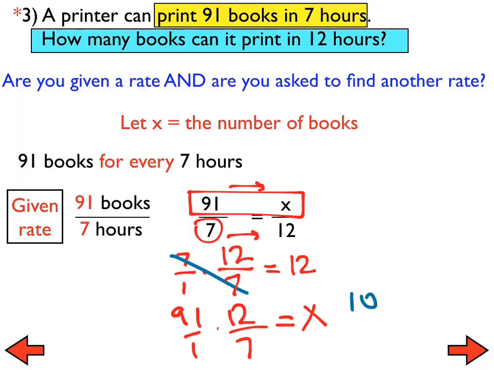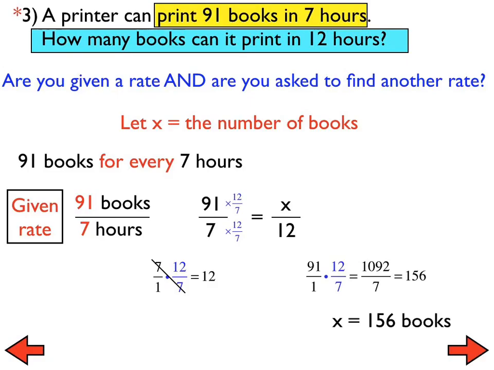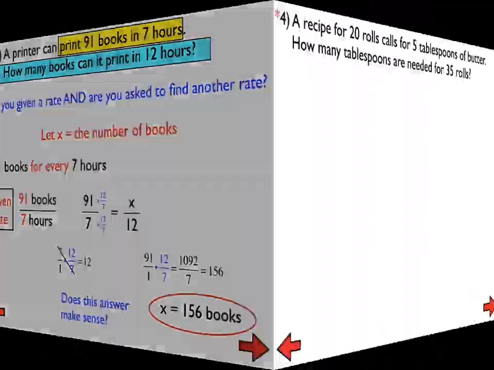This gives me 1092 over 7, which is how many books? 156 books. Good. Does 12 over 7 reduce? Nope, so that's just my simplified multiplier, 156 books. And does your answer make sense? Yes, this one does make sense. Very good. Let's look at number 4.